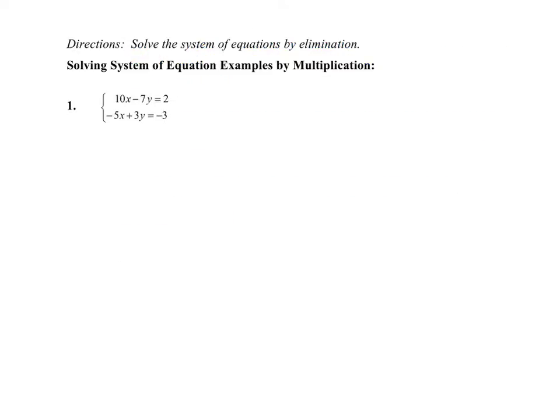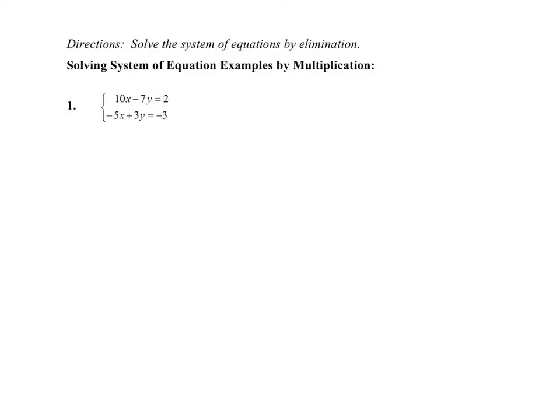So our directions state, solve the systems of equations by elimination. We have 10x minus 7y equals 2, and negative 5x plus 3y equals negative 3. So we notice here our coefficients are not the same in both the x and the y. And now we want to determine which to eliminate. So we have 10x and a negative 5x, and then a negative 7y and a positive 3y.